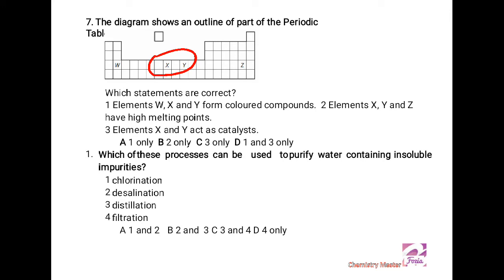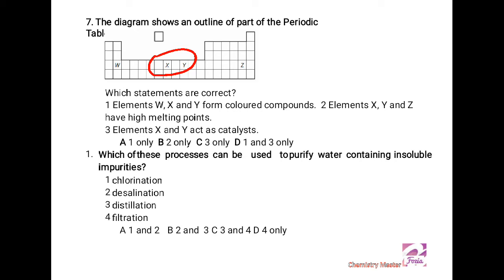Now we are asked to select which statements are correct. What do you think about one only? Element W, X and Y form colored compounds. No, making colored compounds is the property of transition elements. Not all the elements can do so. So one is not correct. What about 2 only? The second statement is element X, Y and Z have high melting points. X is a transition element, Y is another transition element, and Z is a non-metal. What do you think about it?